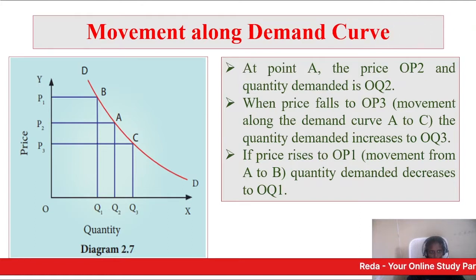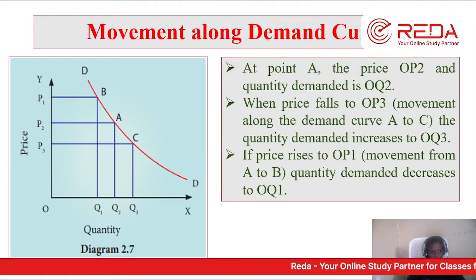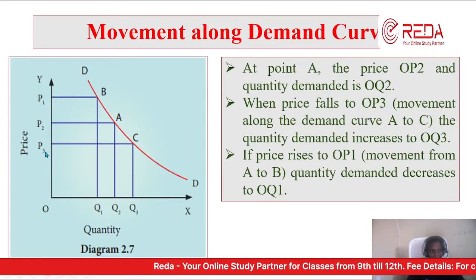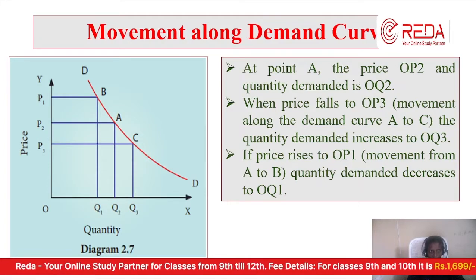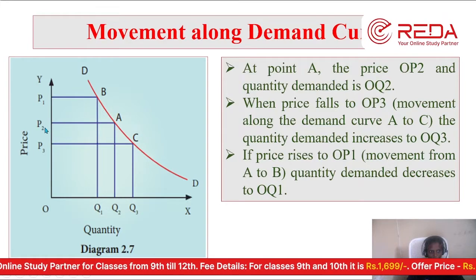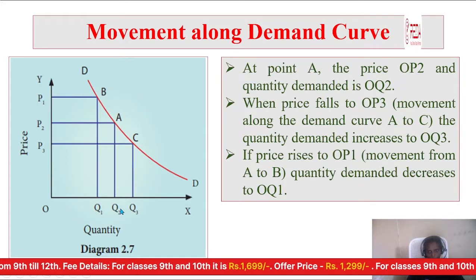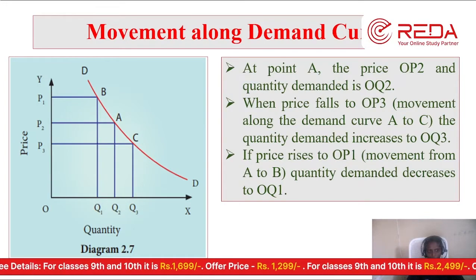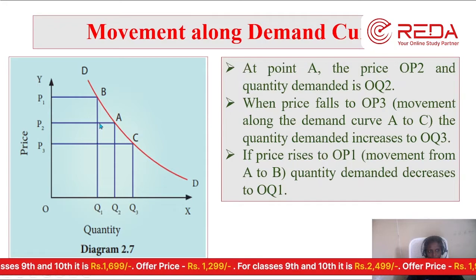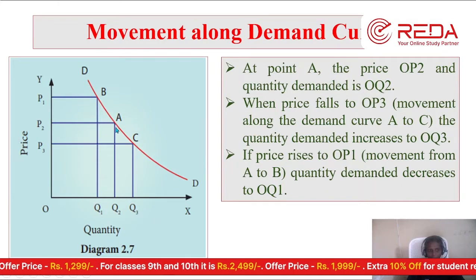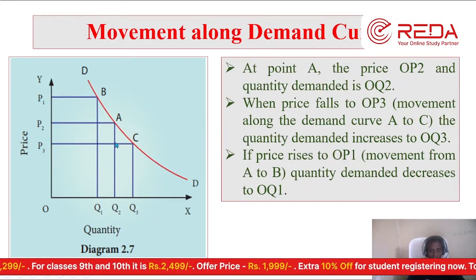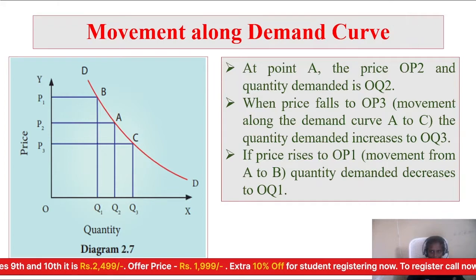Here at point A, you see, if the price of the commodity is from 0 to P2, what will be the quantity demanded? It will be from 0 to Q2. The quantity demanded will be Q2, and the point where the price and quantity lines touch each other will be point A.